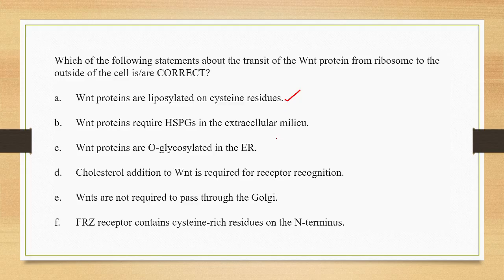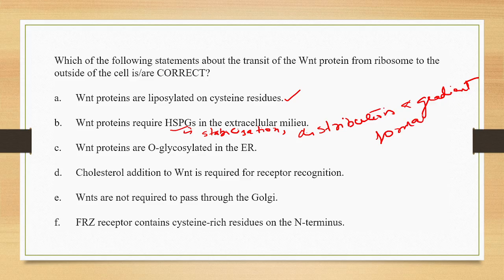So they are lipidated. Wnt proteins require heparan sulfate in their extracellular environment. Yes. These heparan sulfate proteoglycans play a very important role in the extracellular matrix because they help in the stabilization, distribution, and gradient formation of Wnt proteins. So this is correct.